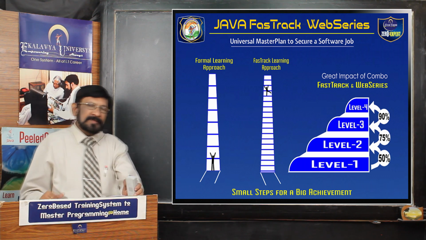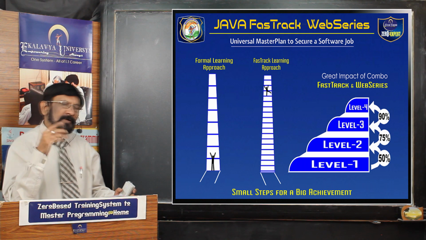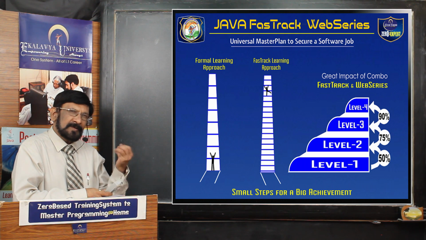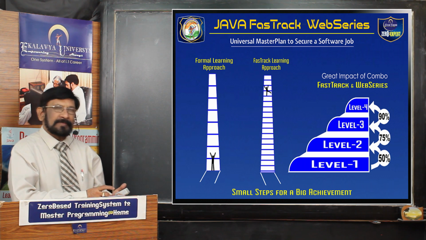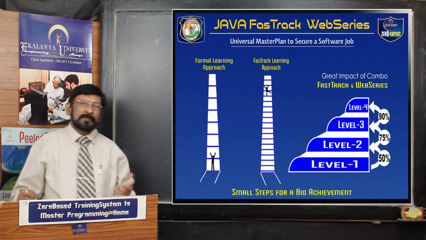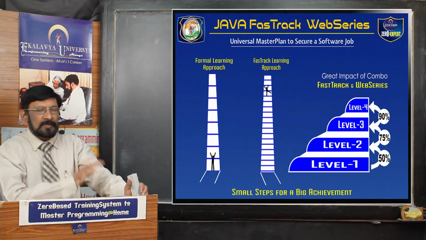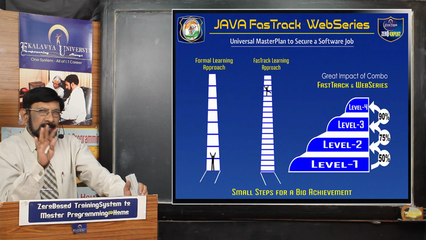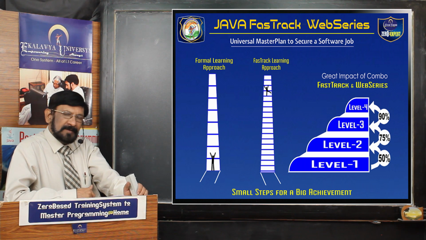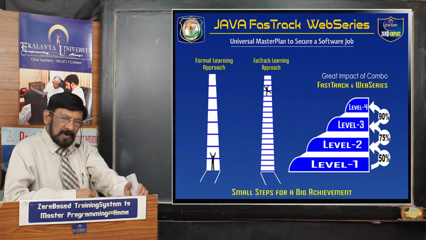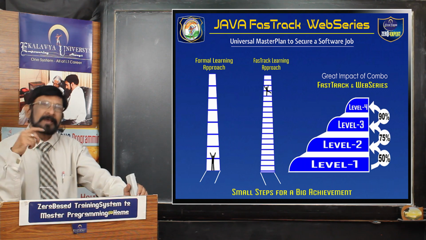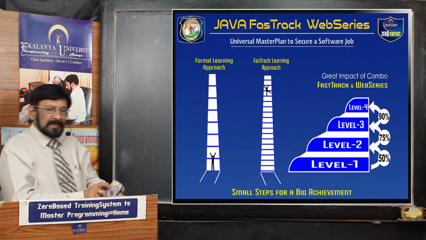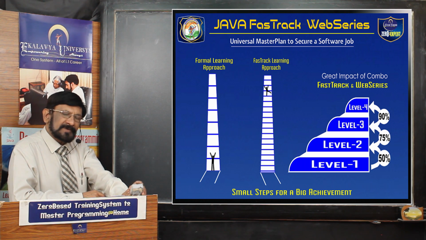For the completion of the Java Feel Good Web Series, maximum you require 5 days time. 5 training sessions of 1 hour each, 1 day. If you want, you can complete within 2-3 days also. Of course, no hurry and all that. So, maximum 1 week time is enough to complete Java Feel Good Web Series. Now, you are in the second week. Today itself, if you want, you will be in a position to write a 100 plus line project formally like a professional. That is the power of Java Fast Track Web Series.